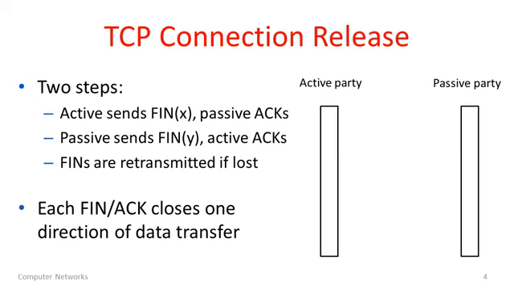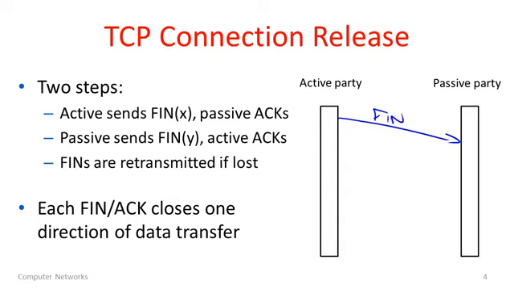So here's how connection release works with TCP. To ensure that the data is delivered properly, we don't want one side or the other to simply just hang up anytime it wants to. When one party decides to end the connection, that's called the active party, they proceed with this sequence. They send what's called a FIN to the other side.